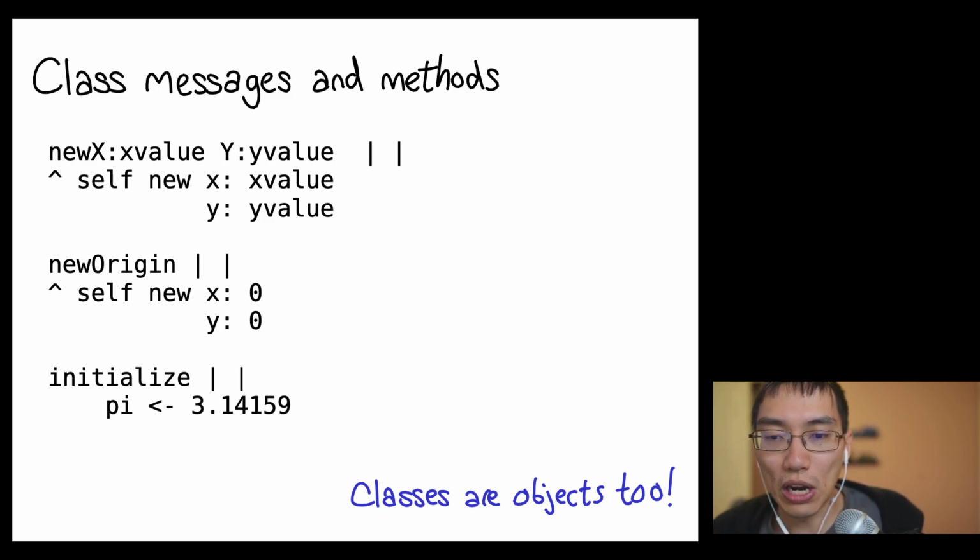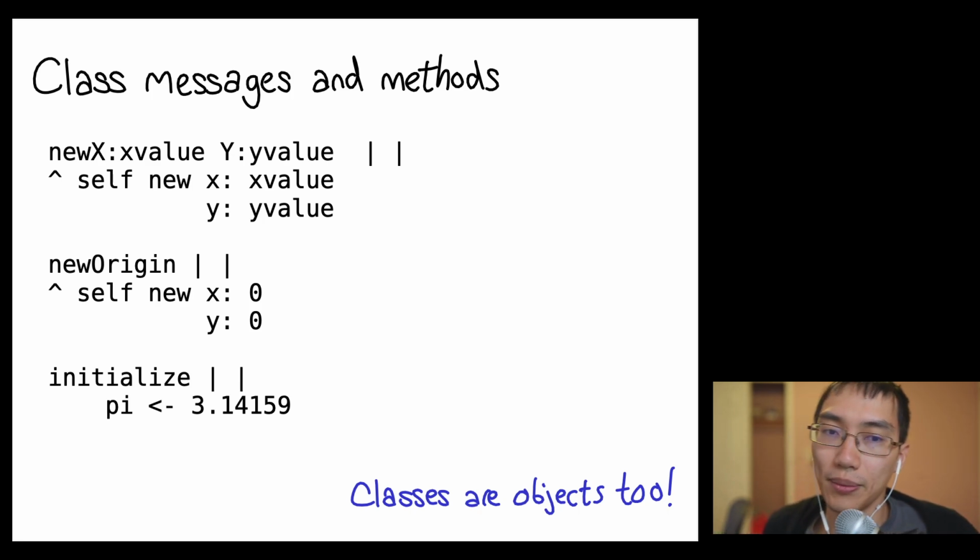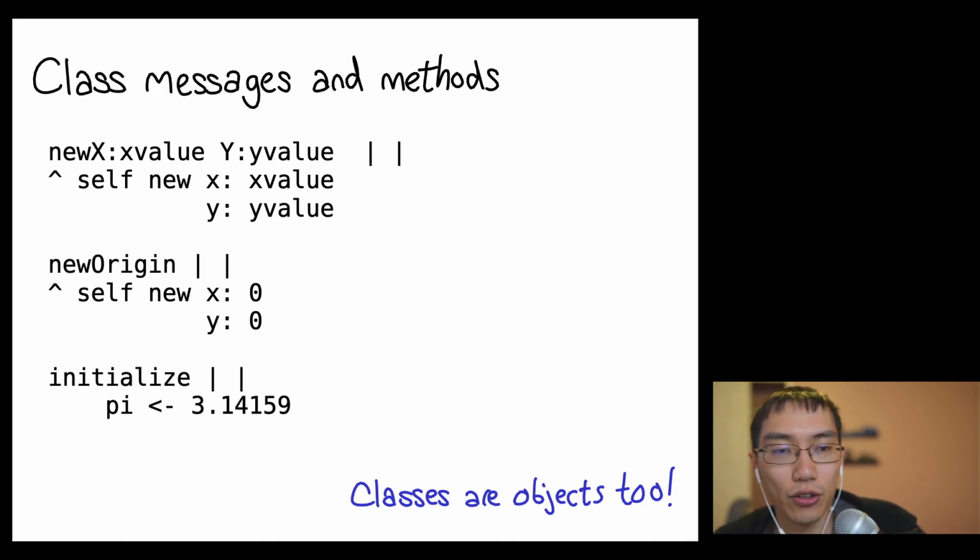And if we want to define lots of different constructors for objects, that's as easy as adding new methods to the class in question, right? So we can also define new origin, and that just defines a new object that sets x to 0 and y to 0. And of course, when I initialize this class, I might want to define a class variable, and so I will just bind pi to be that.